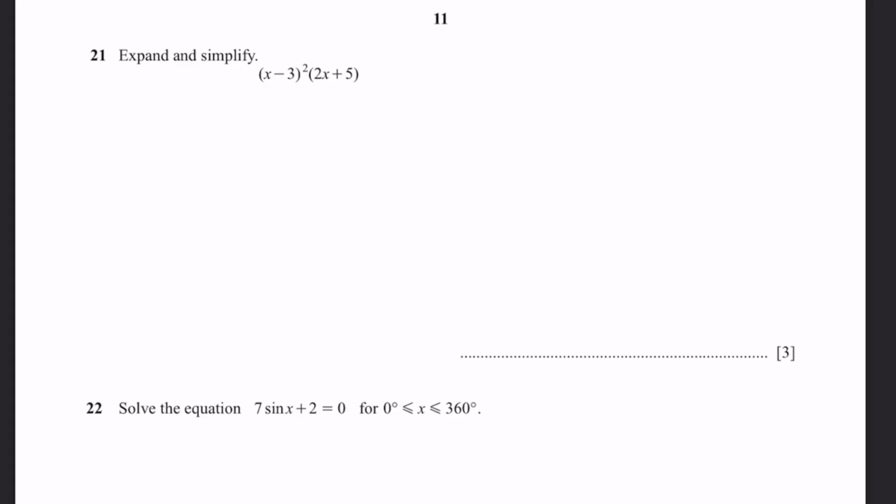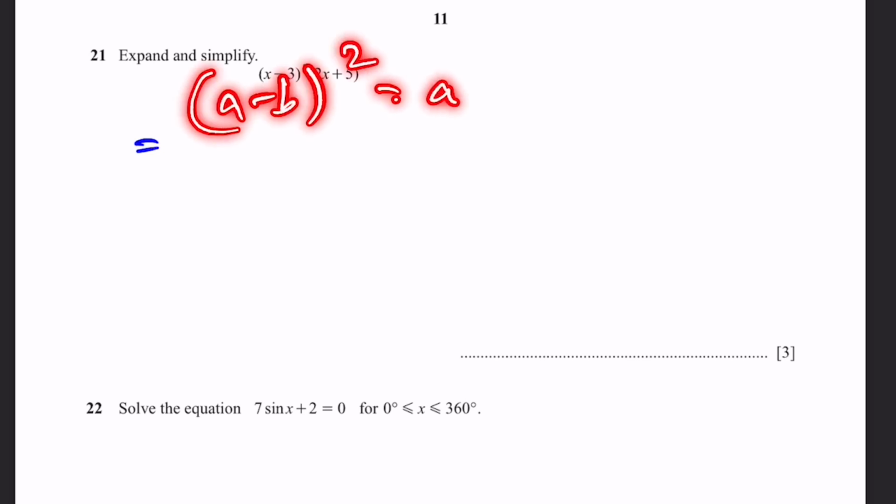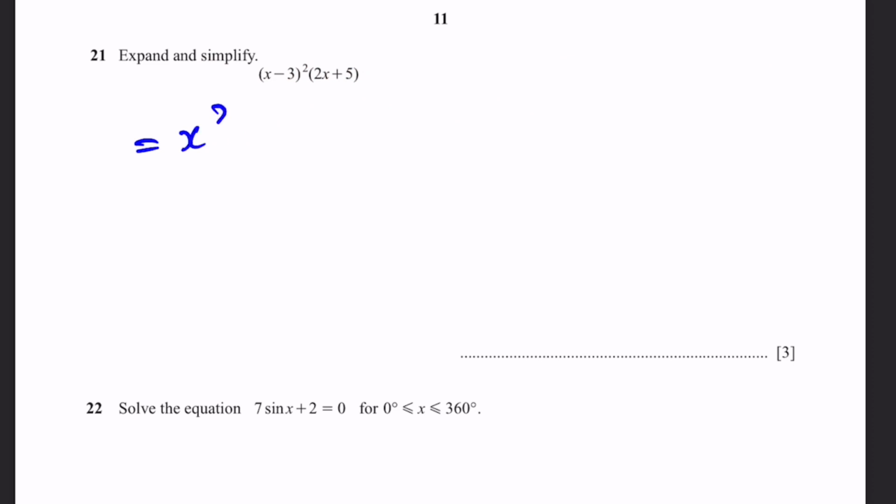That's the answer. Question 21. Expand and simplify x minus 3 the whole squared into 2x plus 5. So let's do the a minus b the whole squared formula. That's a squared plus b squared minus 2ab. So x squared minus 6x plus b squared, which is 9, and then the full thing into 2x plus 5.